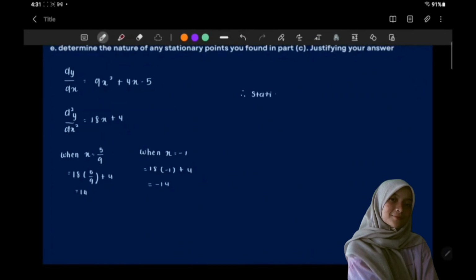So the answer of the stationary points is 5 per 9, 1301 per 243, and negative 1, 11. So the answer of d squared y per dx squared, 14, is a minimum point and negative 14 is a maximum point.